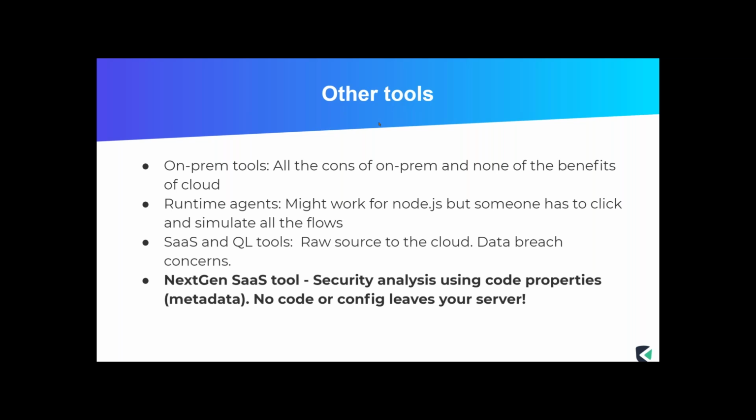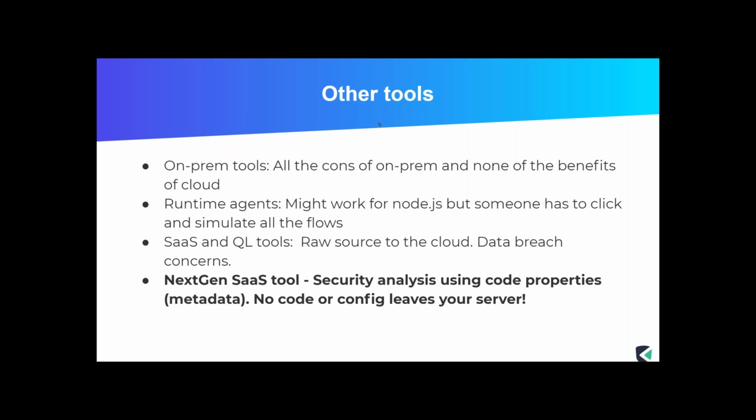So which then brings us to the NextGen SaaS tool, which is we do security analysis in the cloud because cloud gives us scalability and performance. But instead of taking the raw form of source code, how about we just build code properties? Like how about we just identify class names, method names, parameter names, types, dependencies, and so on. Only take that small subset of information to the cloud and then do security analysis on the metadata, right?